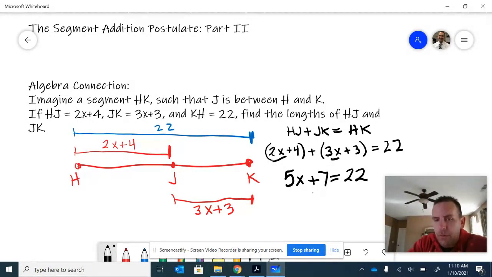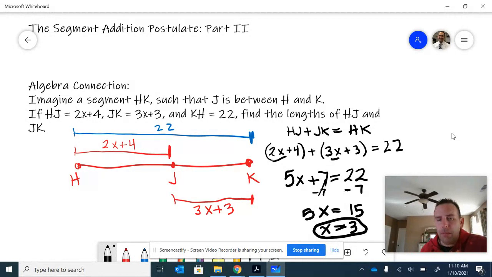Let's continue, though. If you subtract 7 from either side of this equation, you'll end up with 5x equal to 15. And 5 times 3 would be 15, so we realize the value of x is 3. Now, it's very common for people to submit that as their answer. They'll say x is 3. That is not what the question is asking, though. Okay, let's just be clear. The question is asking, if you look at the very end of the sentence, find the lengths of HJ and JK. So you need to take that number and go back and plug it into the expressions.